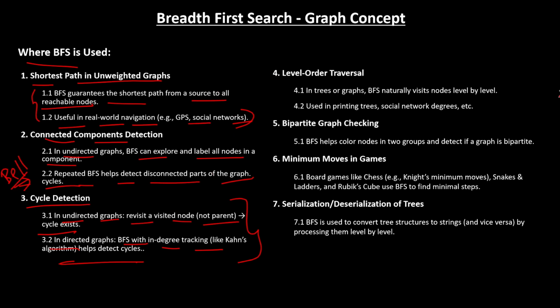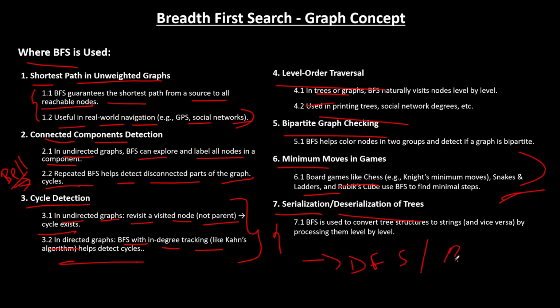I have given some examples here, like level order traversal in trees or graphs, like printing trees, etc. Bipartite graph is a common example of using BFS, and minimum moves in games like chess and snake and ladders. These are basically practical examples. If someone asks you serialization and deserialization of trees, here we could use DFS also, and BFS also.